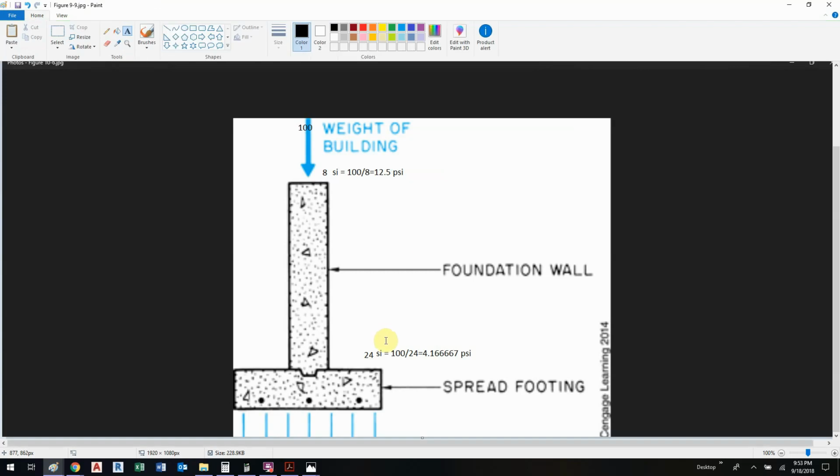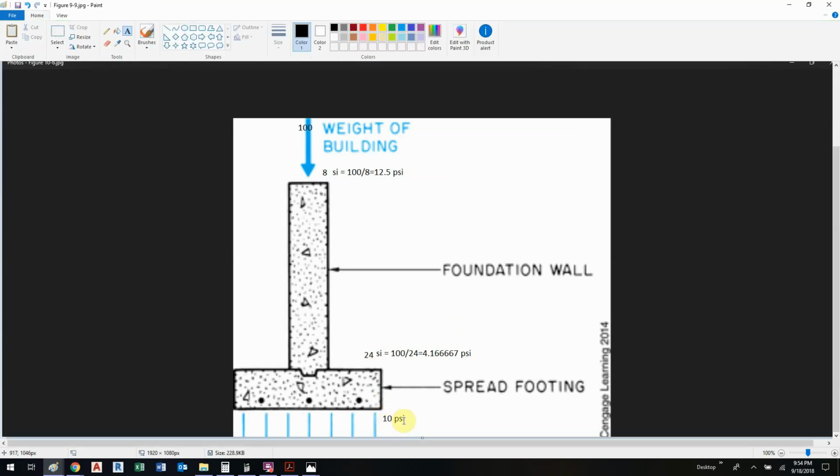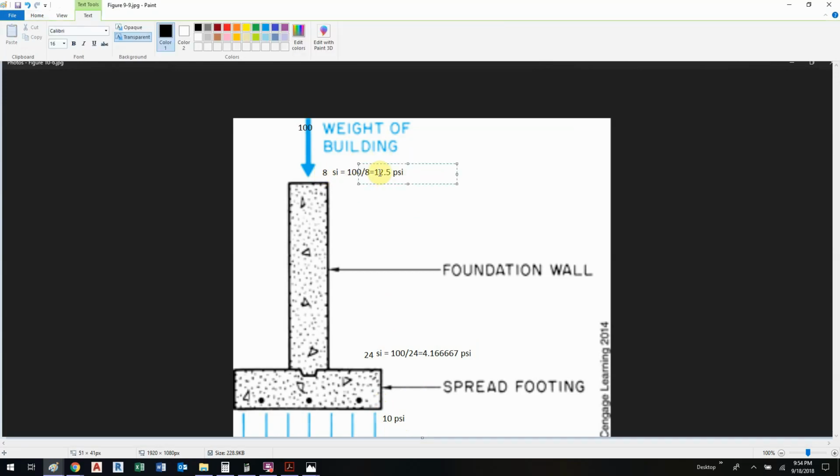PSI. Okay, so remember I said, what if our ground is only worth 10 PSI? All right, so that means that if we were going with this, this is greater than that, and this would sink.